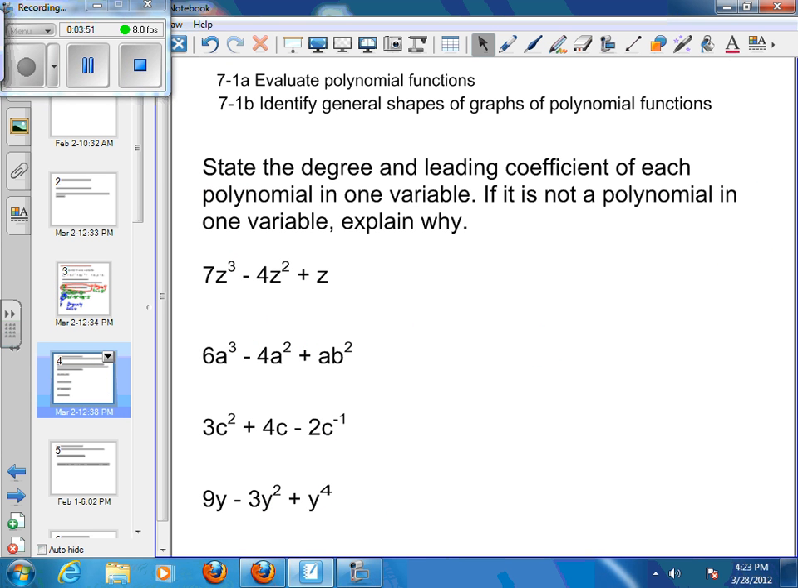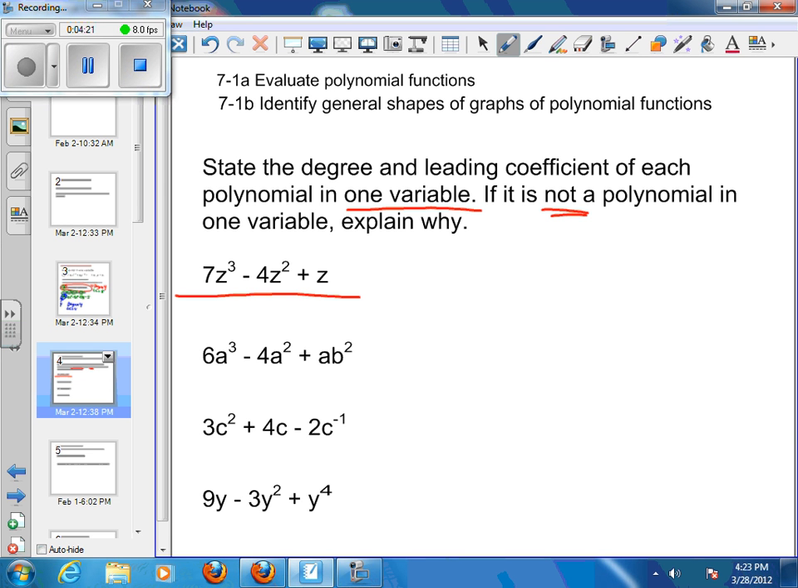So on these examples down below, we want to state the degree and leading coefficient of each polynomial in one variable. Okay, breaking these down, we'll go through the first one. First of all, we need to make sure we have one variable. So we look at this first expression. We have a z. Z is the only variable in each one of them, so it is in one variable.